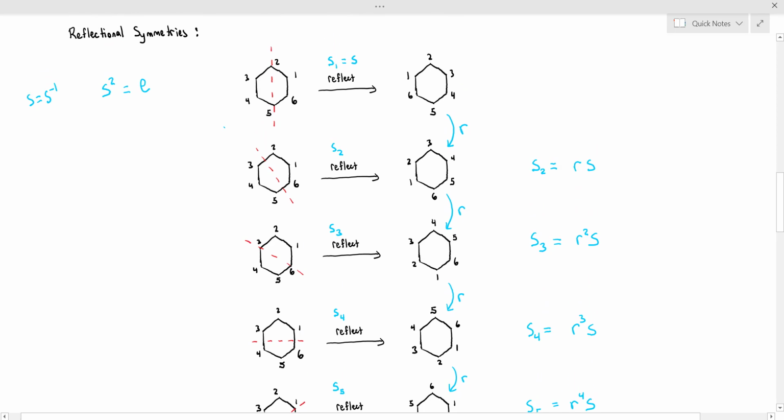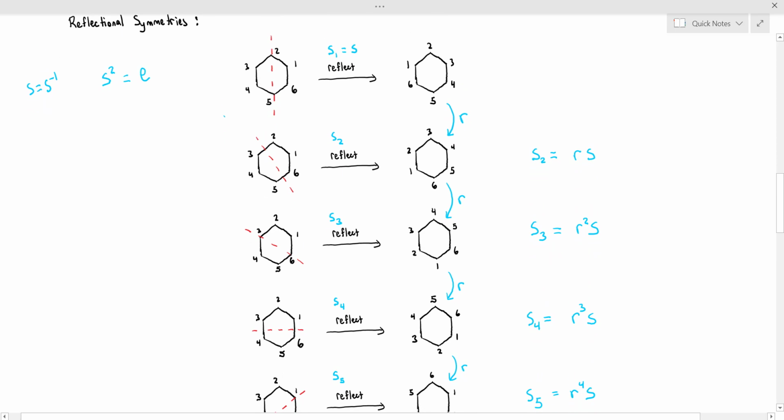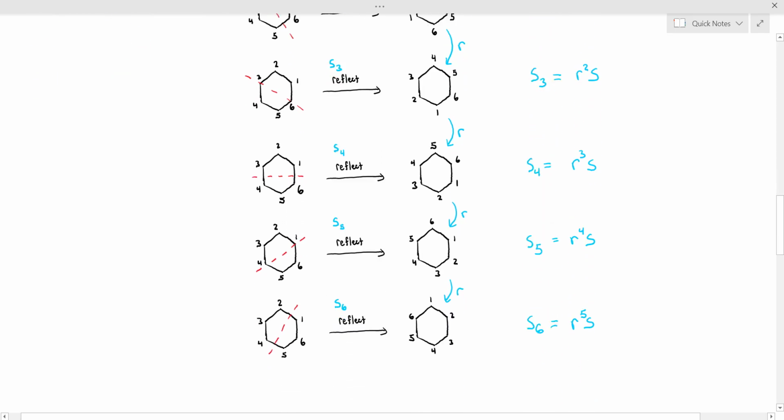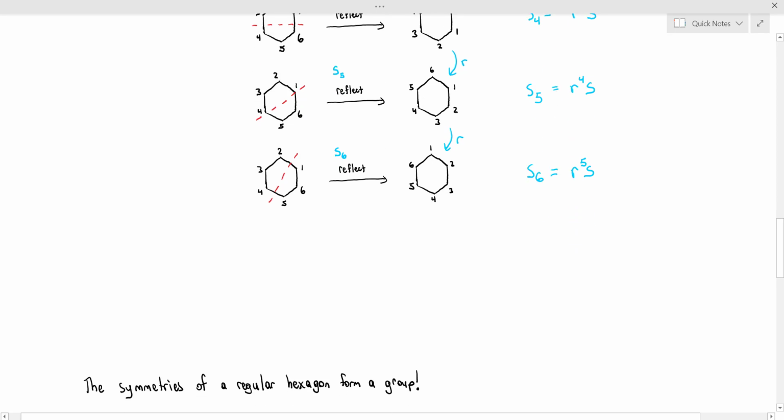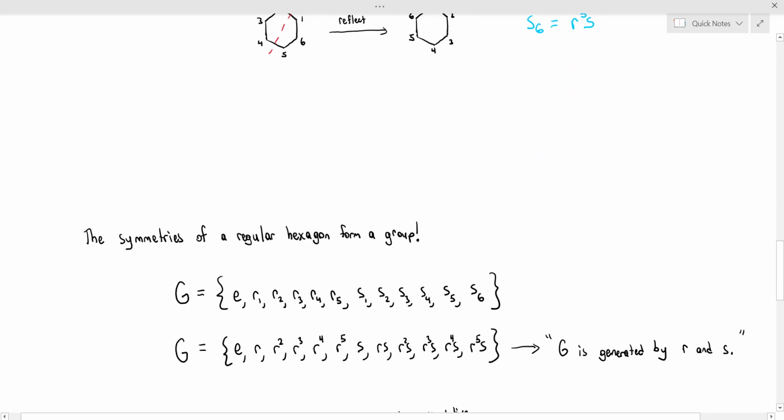You can play around a bit. I won't spend too much more time on this, but for instance, try multiplying 2 reflections together and maybe see what that will do for you. You should find that multiplying any 2 reflections will actually give you a rotation, okay? So if you want to mess around, that's something you can explore on your own.